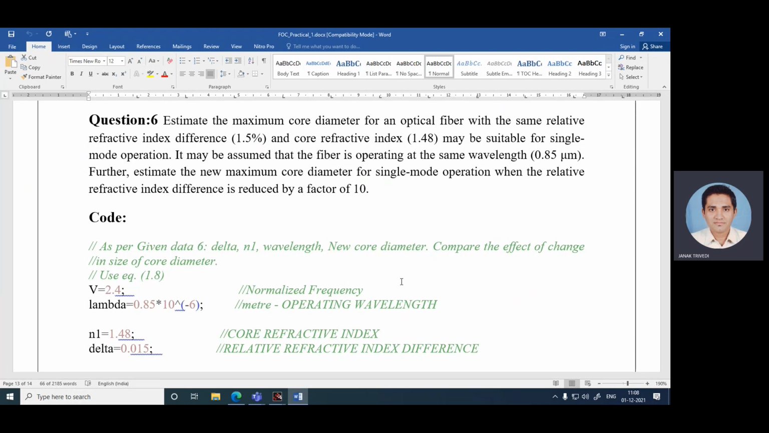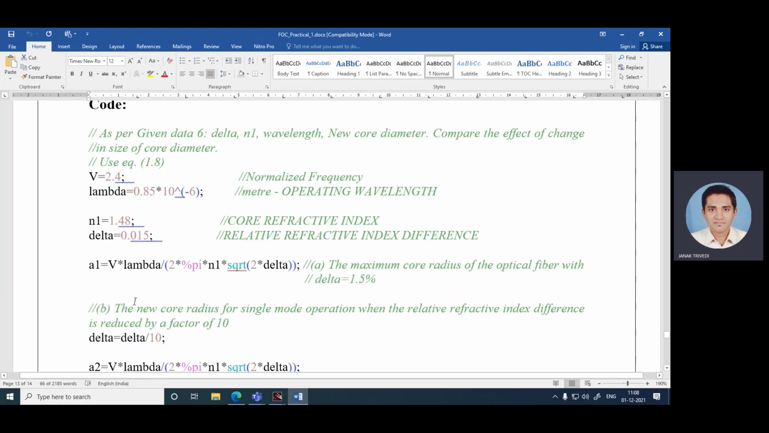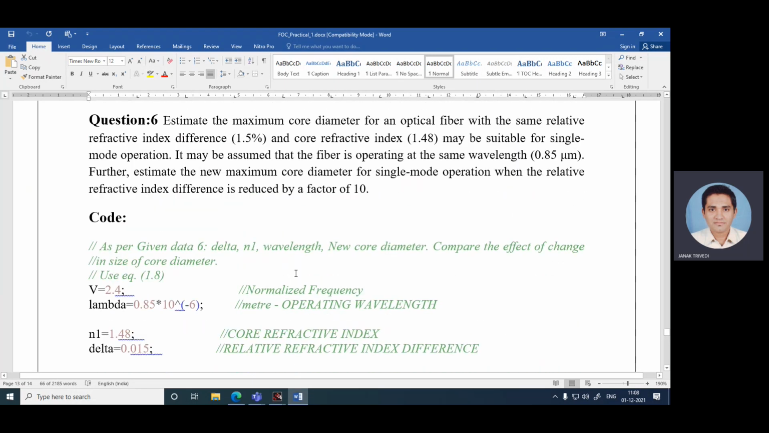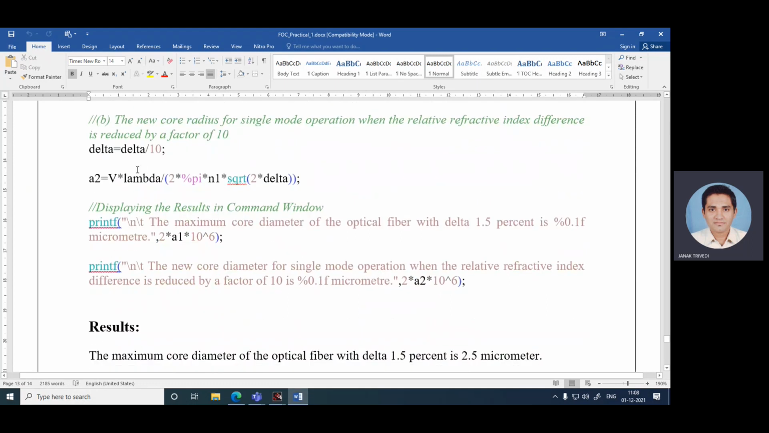Okay, so we have to just see the effect of change in the size of the core diameter. So use equation 1.8. V is given, lambda is given, n1 is given, delta is given. So first, the maximum core radius for the optical fiber with delta of 1.5. This is the first one. Then we reduce the parameter. The maximum core diameter for single mode operation when the relative refractive index difference is reduced by a factor of 10. So when it is reduced by a factor of 10, what is the effect on the final result?